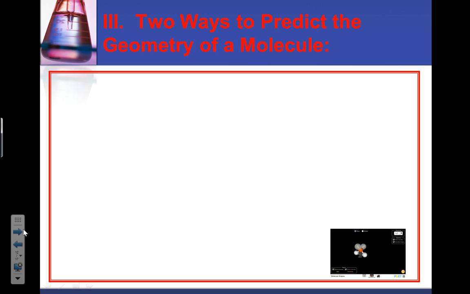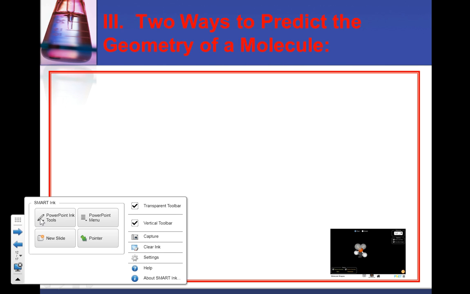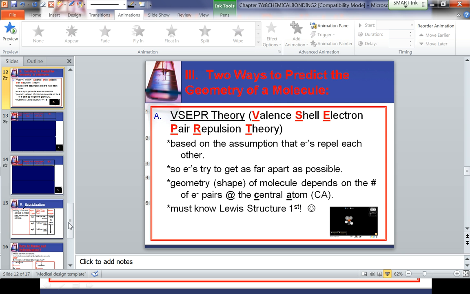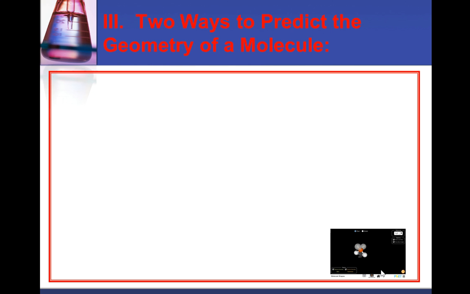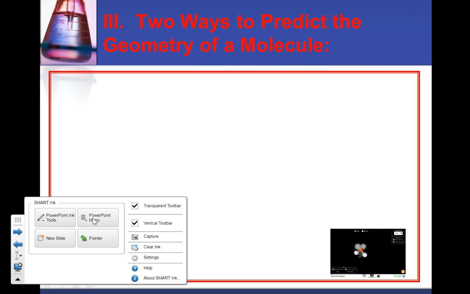This is on the VSEPR theory. We're going to learn about two ways that we are able to look at our Lewis structure and predict the geometry of our molecule. One is hybridization and the other is VSEPR theory. We're going to focus on VSEPR theory today.